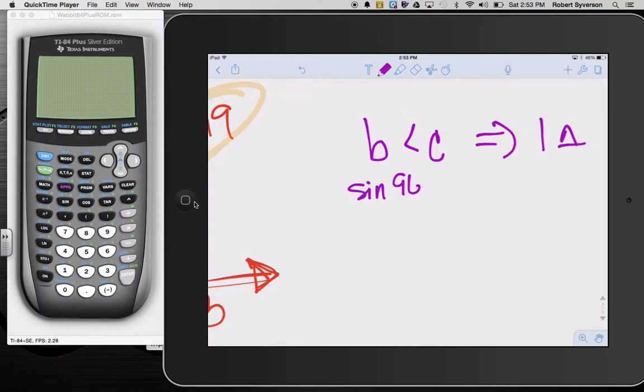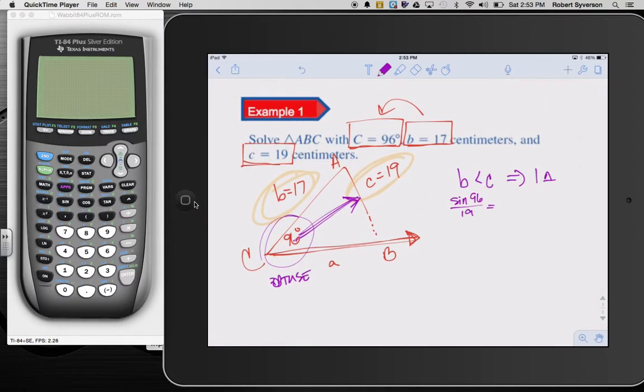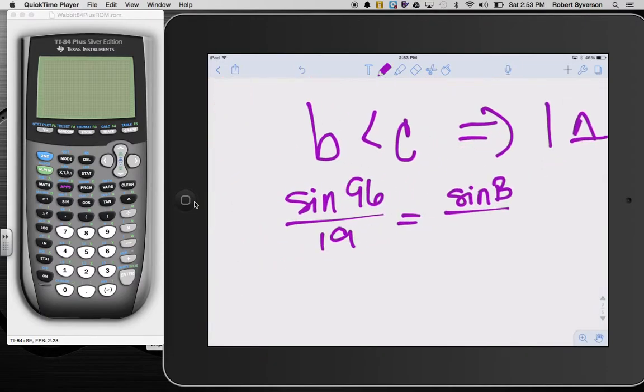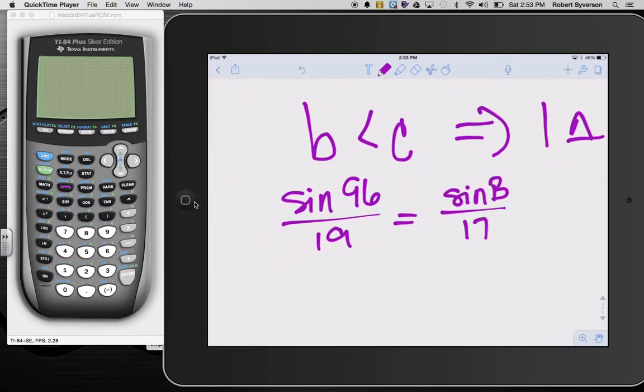Sine of 96 over 19 is equal to, and in this case, this is kind of cool, we're going to be looking for an angle, which we didn't do in earlier work, so let's do that. We're going to be looking for angle B, so I'm going to say the sine of angle B over 17. All right, now we're going to go ahead and cross multiply.